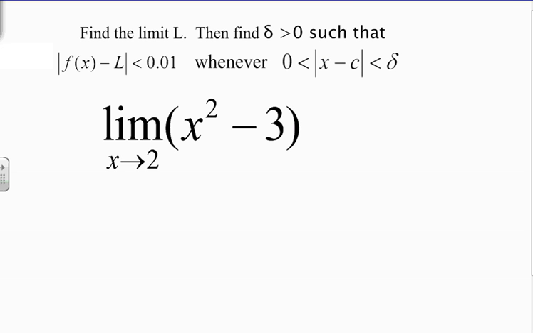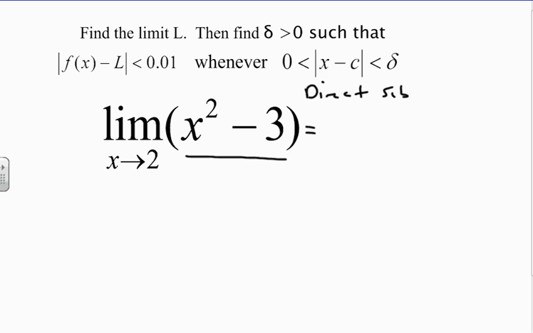Okay, we're going to find the limit, and we're going to prove this using the epsilon delta definition, finding a delta. First off, we're going to find the limit of this one. What we have is another continuous function. So when you find the limit of a continuous function, we can use what's called direct substitution.